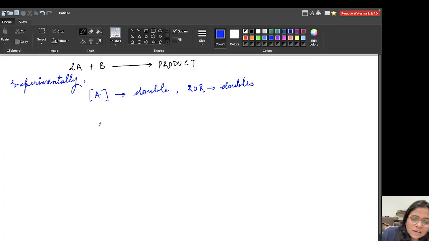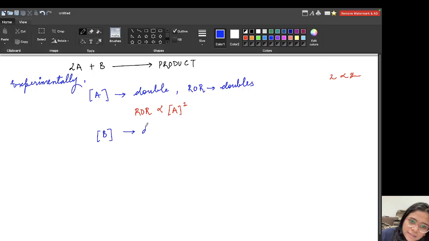So how can we write it down? The rate of the reaction is doubling, so the concentration of the reactant is raised to the power 1. Why raised to the power 1? If I double the concentration of the reactant, the rate of the reaction will also double, exactly the same. So the rate of the reaction is directly proportional to A raised to the power 1. This is just a reaction, okay?